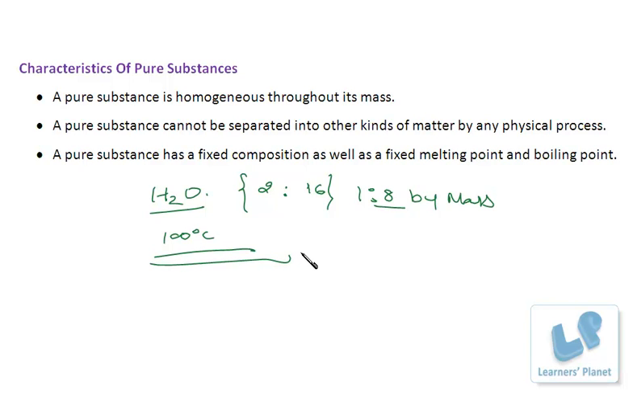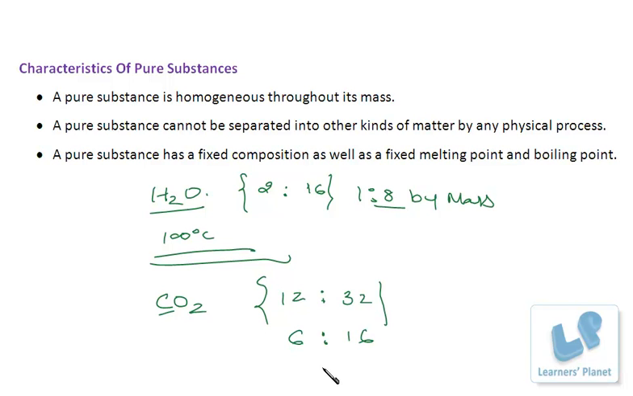But milk doesn't have a fixed melting and boiling point. It doesn't have a fixed composition. Say it depends on the milkman, how much water he is adding, right? So the composition is not fixed. Carbon dioxide, it is a pure substance. The ratio of carbon to oxygen by mass would be, say the mass of carbon is 12 and the mass of oxygen is 32 in this, right? So it would be what?